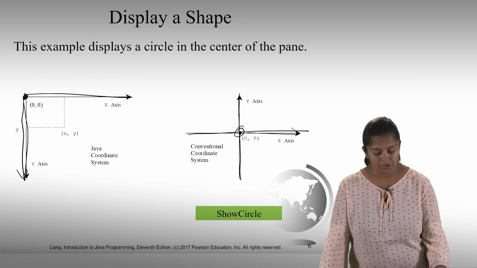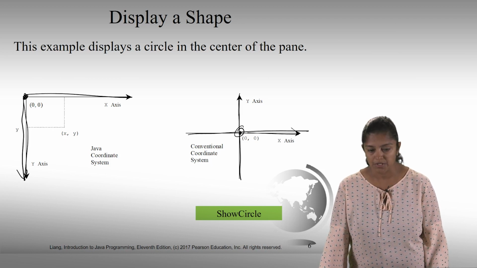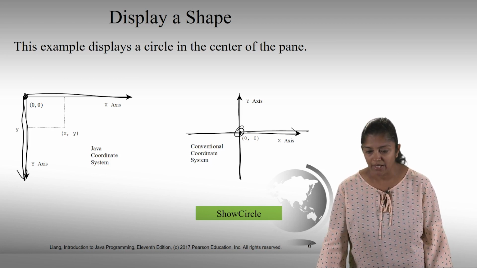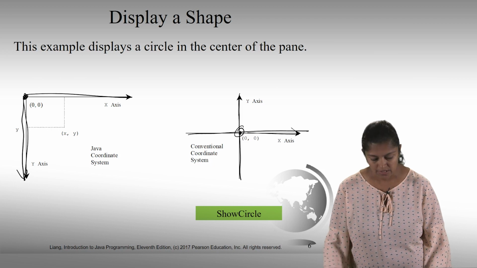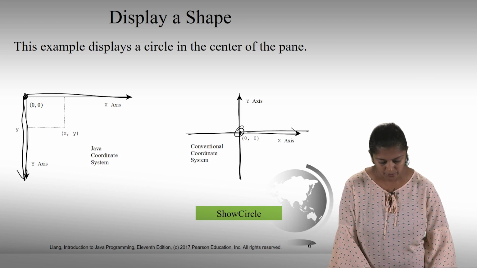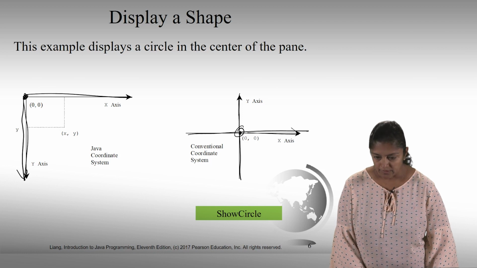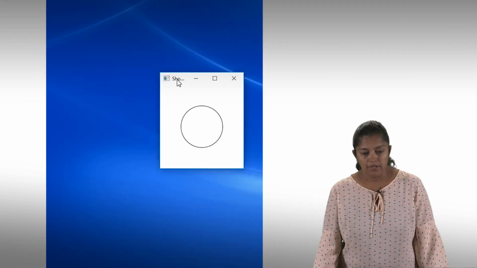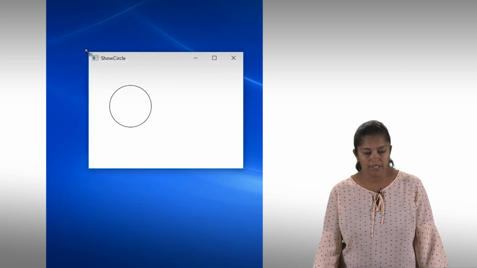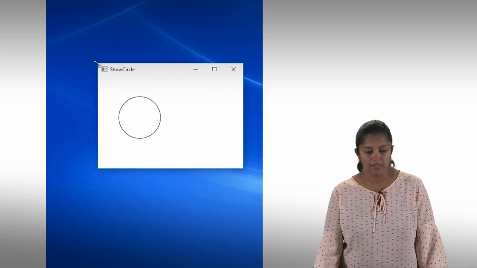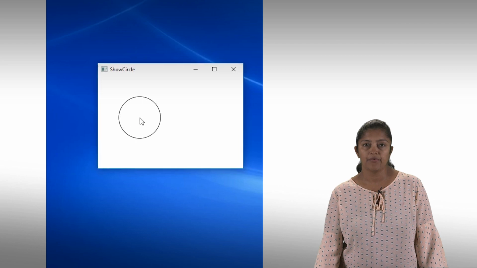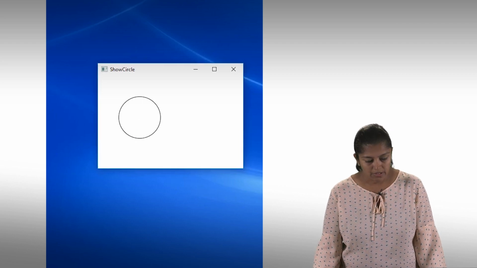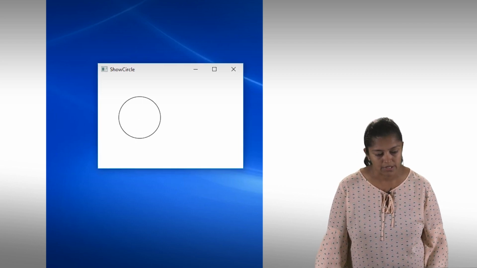So we'll look at the show circle example to see how a circle is displayed using JavaFX. So let me first run the program and show the UI. So here's how it looks. So basically we have created a circle and placed it at a specific coordinate. Let's look at the program to see what those coordinates are.